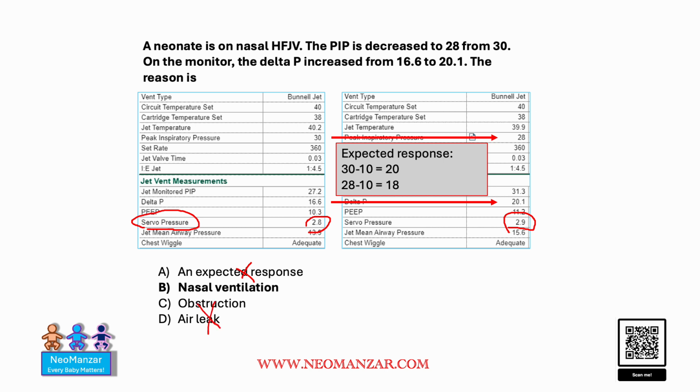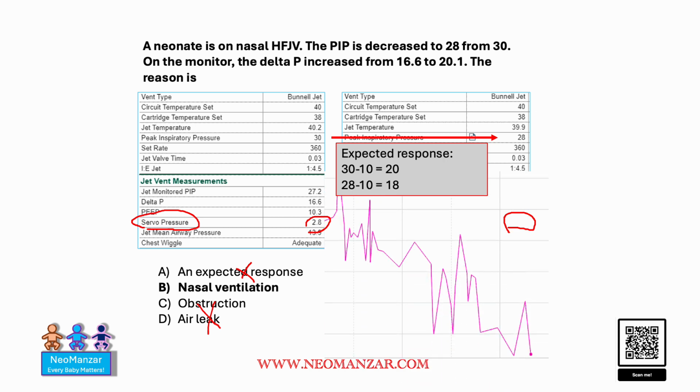The point I want to make is that when a neonate is on a jet ventilator, always look at servo pressure. It gives a big indication of a change in air delivery. For example, if the servo pressure suddenly increases, then there is some air leak or pneumothorax, which is why the pressure is detected as high. So this is the answer, and in this patient this is the delta P trending. With time, as you can see, the delta P gradually decreased, which is the response we wanted.